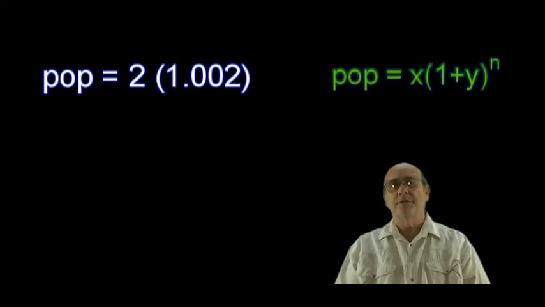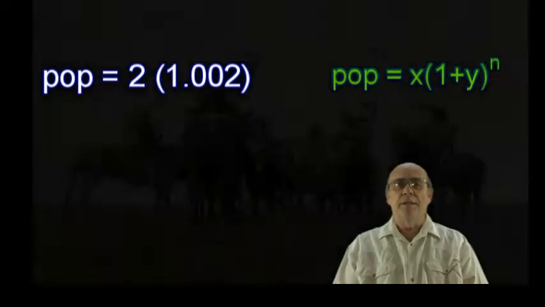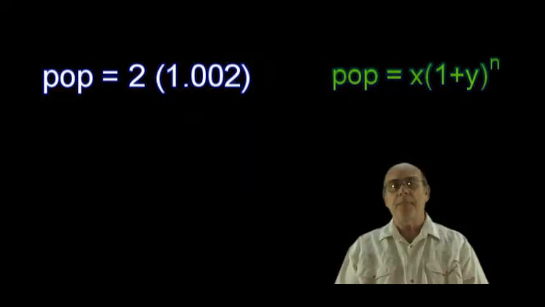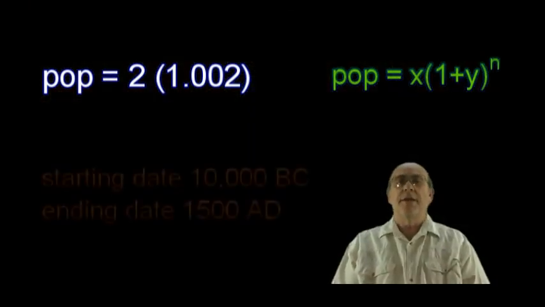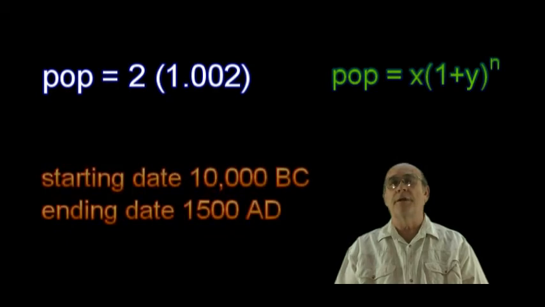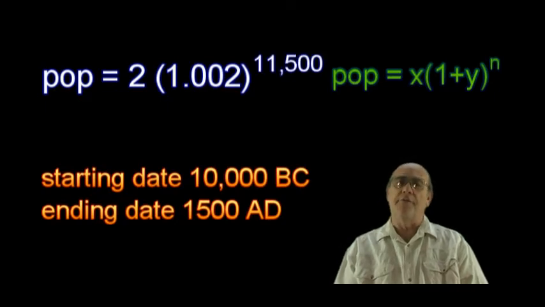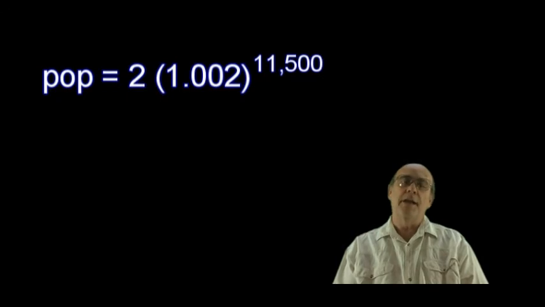And also researchers tell us that the American Indians literally thrived right up until the year of 1500 AD. Lastly, we'll use 10,000 BC for our starting date and 1500 for our ending date. Now this gives us a total of 11,500 years, with 10,000 years BC plus 1500 years AD. Now when we calculate this all out, here's what we end up with.